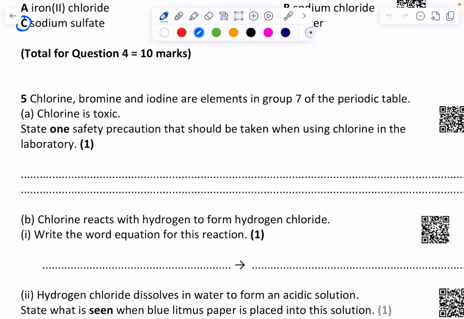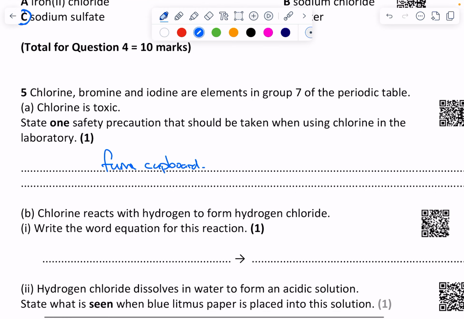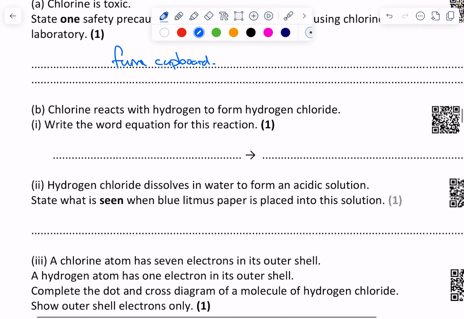Okay, in this question here, we've been asked to state a safety precaution you take when using chlorine in a laboratory. So chlorine is a toxic gas. So what you would do is when using chlorine, you would use the fume cupboard to contain it. Then we're asked to write a word equation.